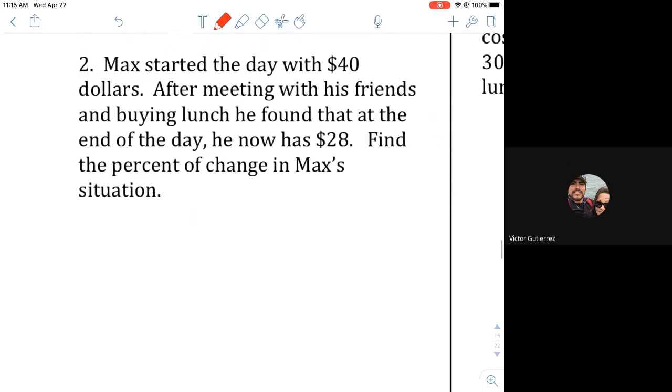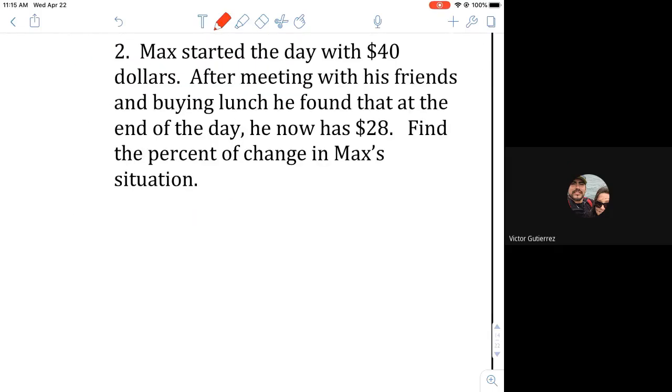Max started the day with $40. After meeting with his friends and buying lunch, he found that at the end of the day, he now has $28. Find the percent of change in Max's situation. Okay, so percent of change. That kind of helps me already to determine what kind of problem this will be.